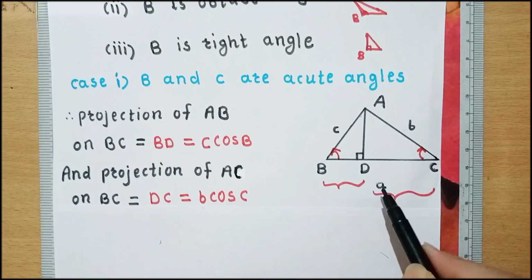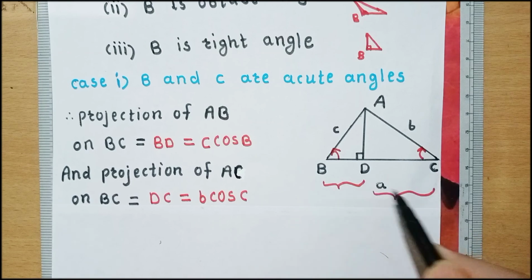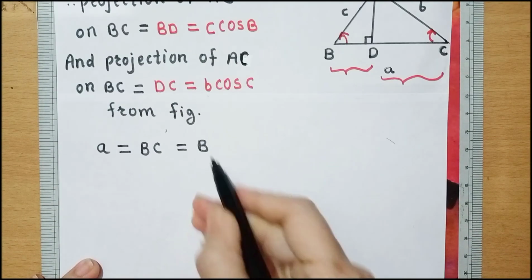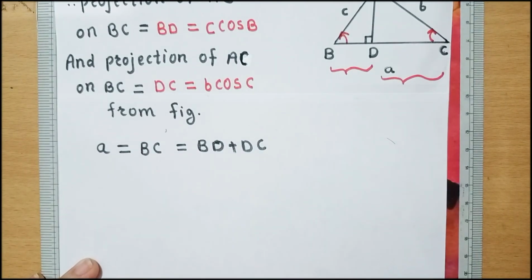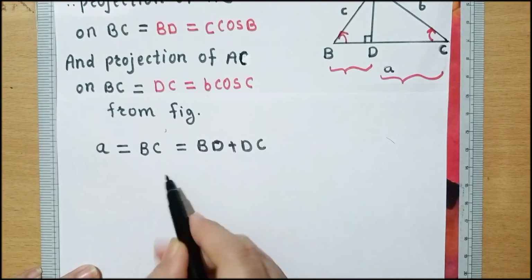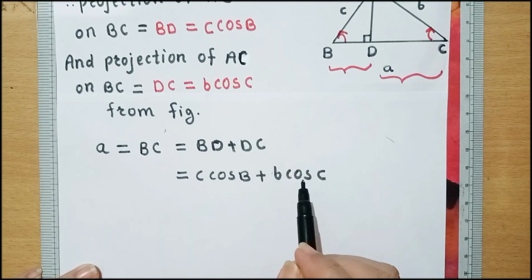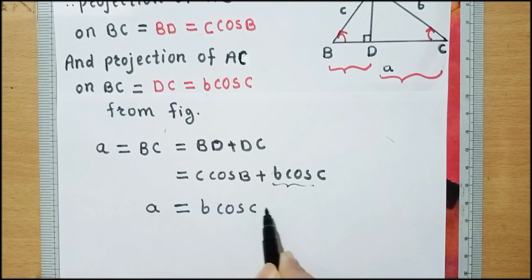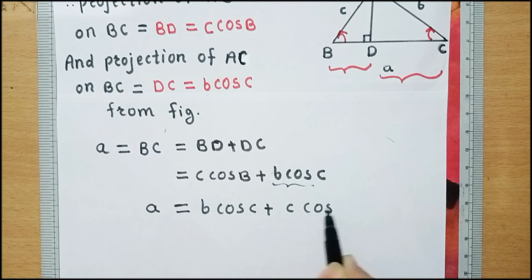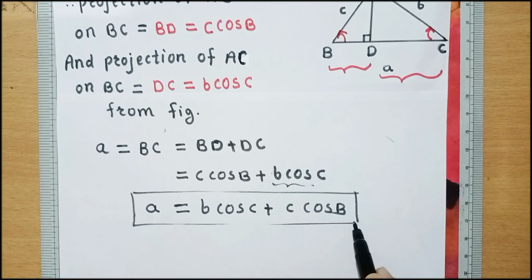And also from the figure, this small a, meaning this complete length BC, is equal to BD plus DC, and BD is equal to C cos B, DC is equal to, and since addition is commutative, we will write this first. So again A is equal to B cos of C plus C cos of B, and thus we have proved our first statement.